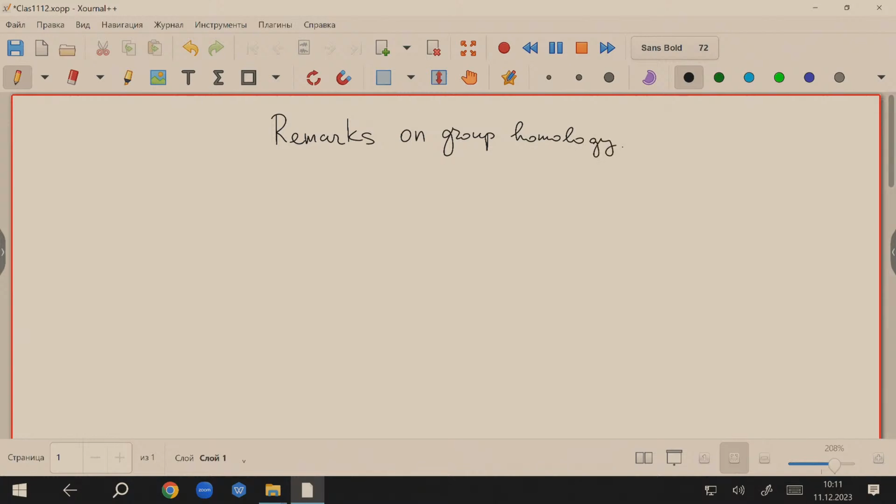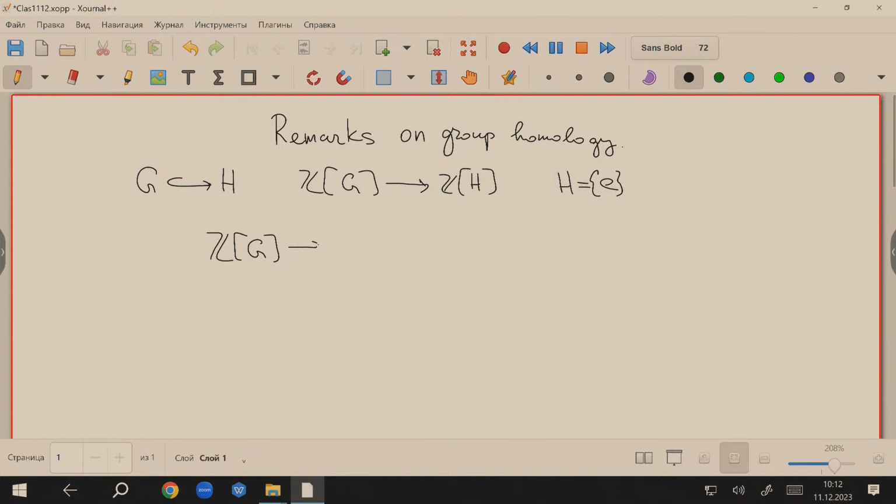Yeah, so first of all, notice that if you have an inclusion of groups, you have a corresponding map between group algebras, or even if you have any map between groups, you have a map between group algebras. In particular, you can apply this to H equal to the trivial group consisting of one element. The target is just Z. So here you may put Z, and here you may put the kernel.